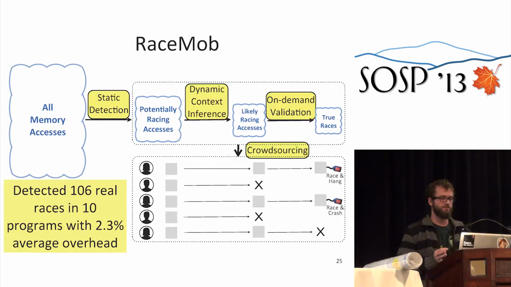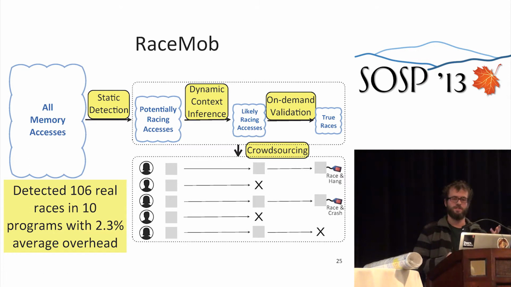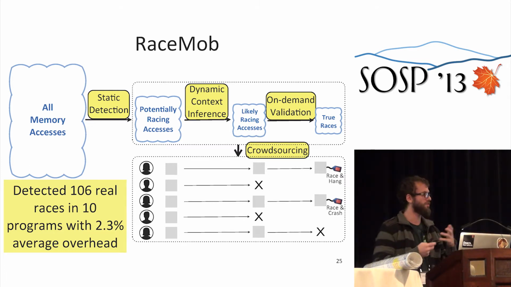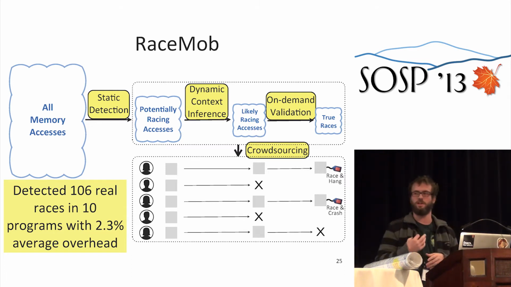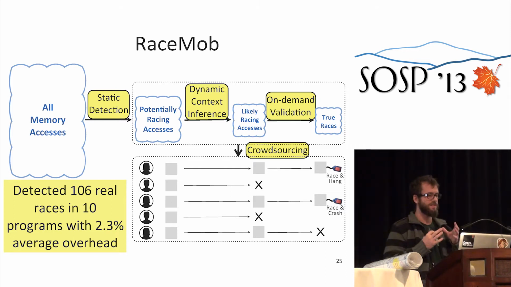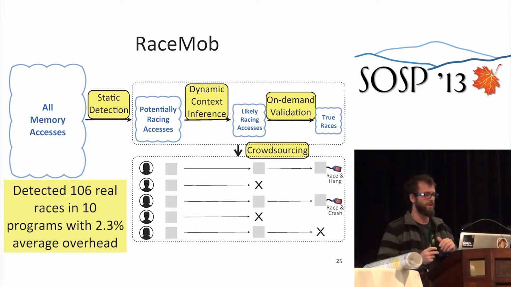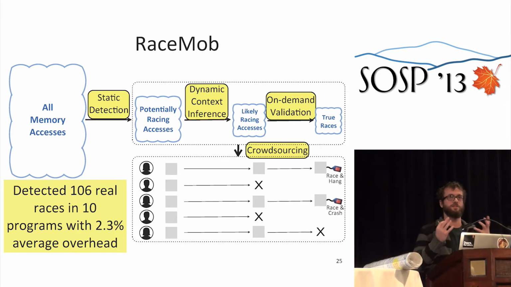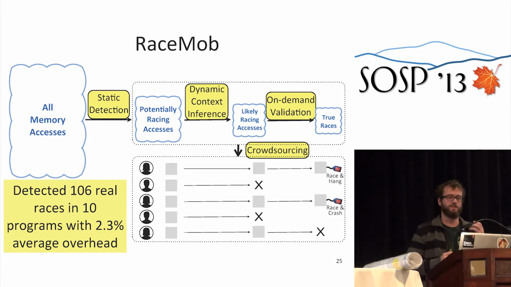In conclusion, let me recap the main ideas behind RaceMob, our data race detector that first statically detects data races, then offloads the validation tasks to the crowd to perform dynamic context inference and on-demand validation. RaceMob uses static data race detection as a static analysis that assists the ensuing dynamic analysis and enables it to monitor fewer memory accesses, and the memory accesses that truly have a chance of racing. RaceMob also reduces the cost of dynamic detection by spreading it across the crowd.